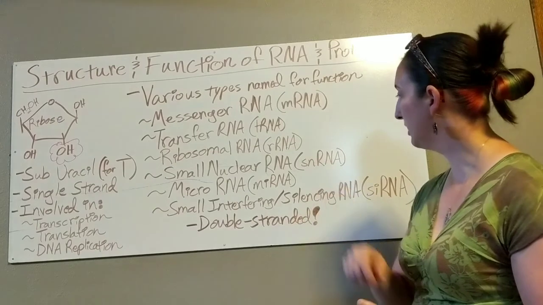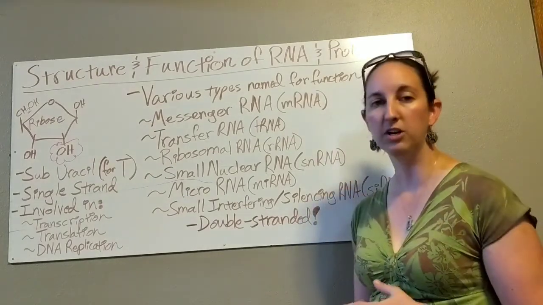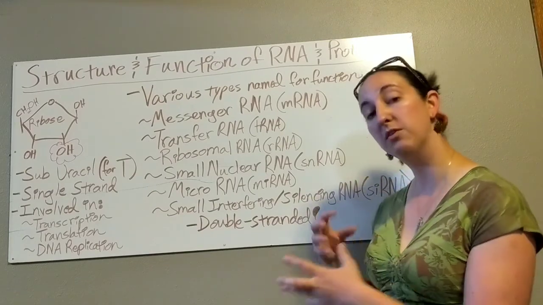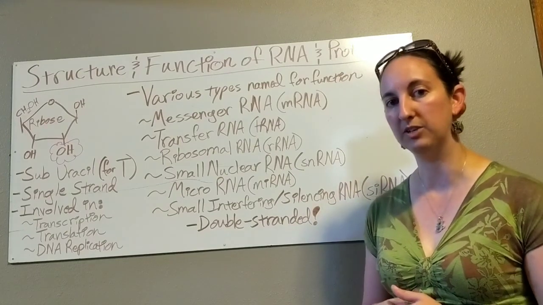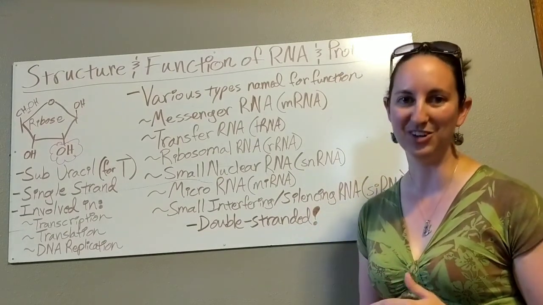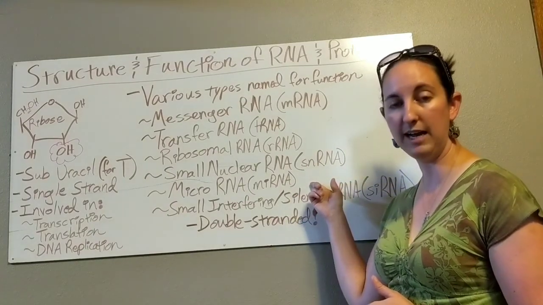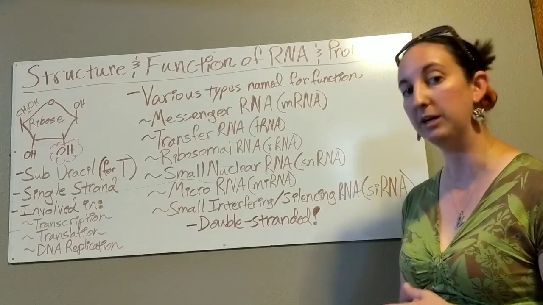We've got small nuclear RNA, and just like the name implies, it's found in the nucleus. But it also plays a major role in RNA splicing by helping to make up some of the spliceosome machinery. And we're going to be talking about that a little bit later in the semester. So just know for now that it's involved in RNA splicing. We've also got the microRNAs, or the miRNAs, and these are going to be involved in protein synthesis. So again, you're going to be seeing these come up again next week.